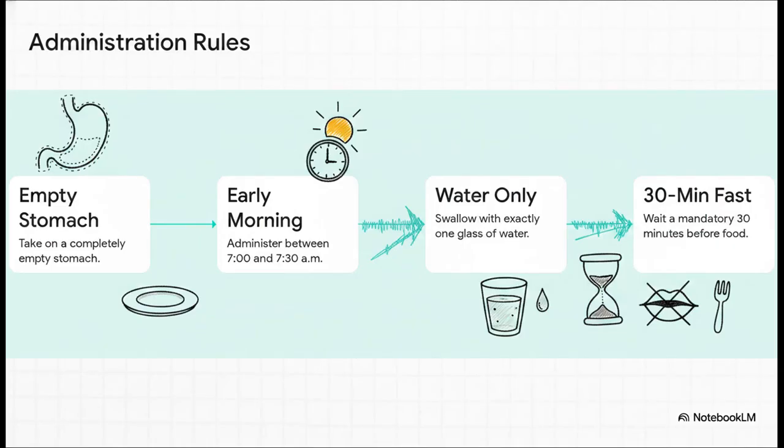Here's the thing about prescribing levothyroxine. How the patient takes it is just as important as the dose you prescribe. These 4 sequential steps, they are non-negotiable. The medication must be taken on a completely empty stomach. It needs to be administered strictly in the early morning, let's say between 7 and 7:30 a.m. It must be swallowed with exactly 1 glass of water, and finally, there is a mandatory 30-minute fast before consuming breakfast. Enforcing these exact steps prevents the single most common cause of treatment failure, patient noncompliance, leading to wildly variable absorption.